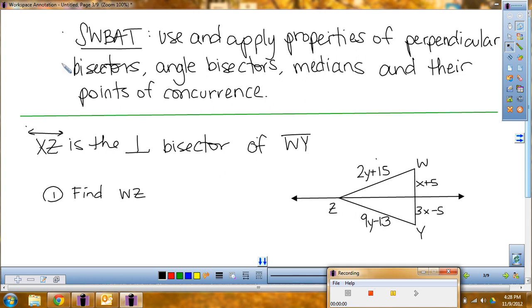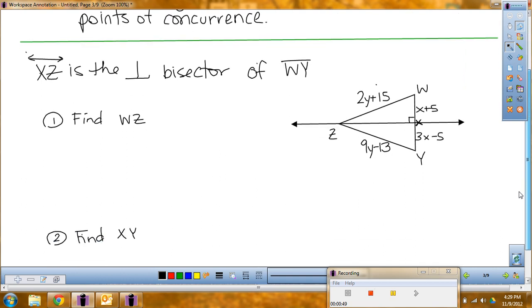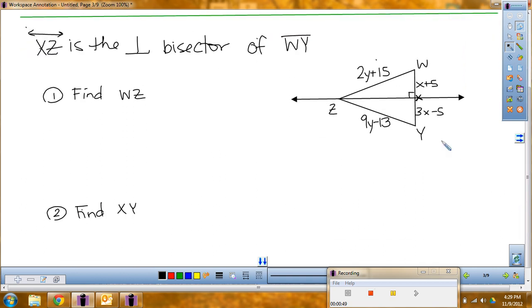Okay, so example number 1. We are told that XZ is the perpendicular bisector of YW, and this is an X. Okay, so XZ is the perpendicular bisector, so we know that is a perpendicular, right? They want us to find WZ and XY. So, finding WZ, right here, we want to find this.